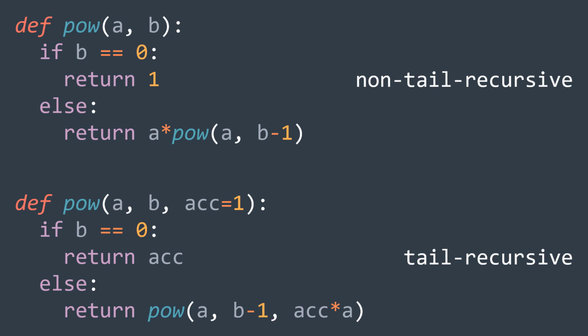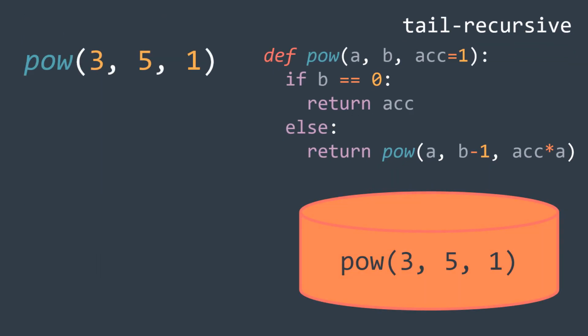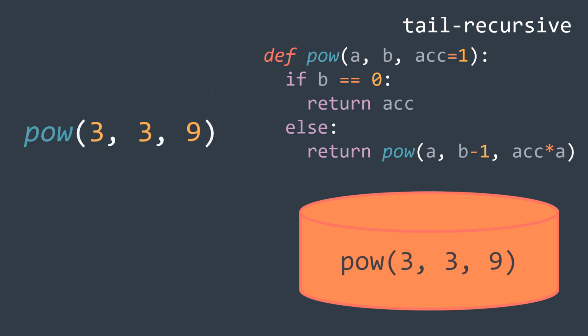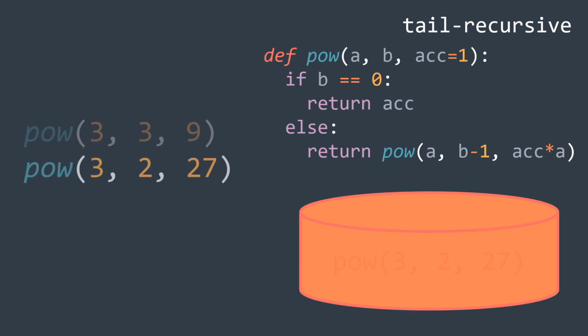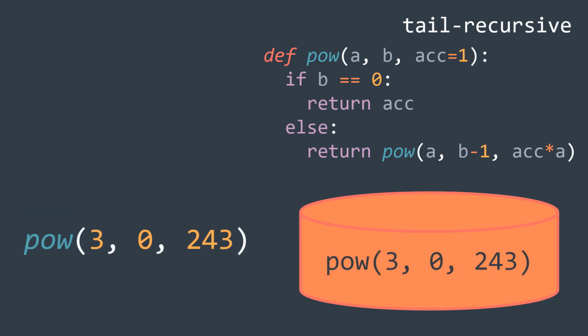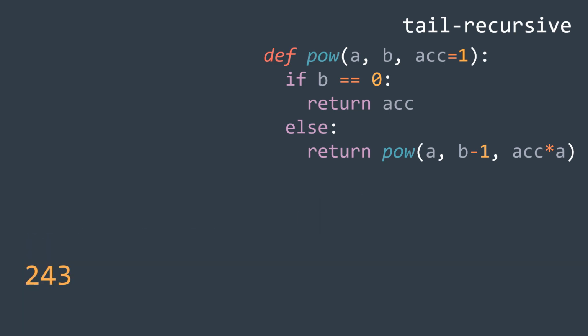If we call this function with a equal to 3 and b equal to 5, then the initial function call would be pow(3, 5, 1). It returns pow(3, 4, 3), which returns pow(3, 3, 9), which returns pow(3, 2, 27), which returns pow(3, 1, 81), which returns pow(3, 0, 243). And here b is 0, so we return acc, which is equal to 243 in our case. It's the value of 3 power 5.